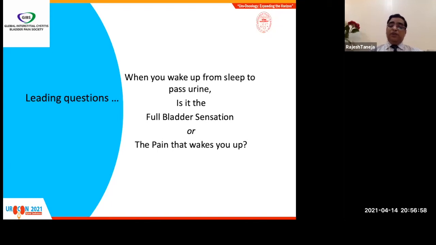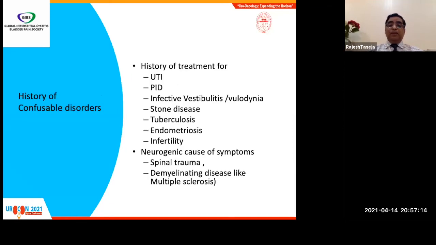And many of these patients will tell you that they're scared to go off to sleep because if they fall asleep, their bladder feels beyond a particular sensation and they wake up with excruciating pain in the pelvis and they have to rush to the washroom to pass urine. And of course, we have a horde of confusable disorders which we need to exclude on the basis of history.